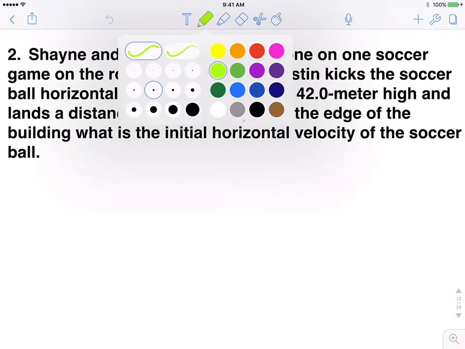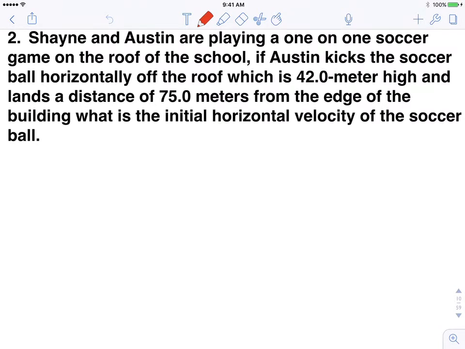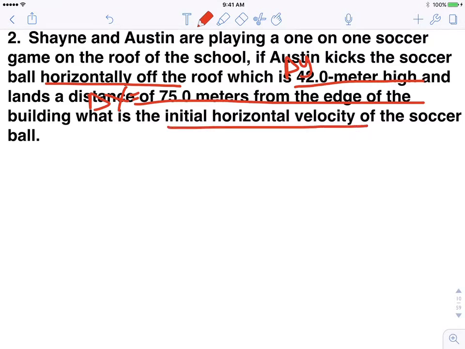And the last problem I did for you guys was the number one problem. Here we're at number two, and the question is: Shane and Austin are playing a one-on-one soccer game on the roof of the school. If Austin kicks the soccer ball horizontally, that's important, off the roof, which is 42 meters high, that's our delta y, and lands a distance of 75 meters from the edge of the building, this is our delta x. What is the initial horizontal velocity?